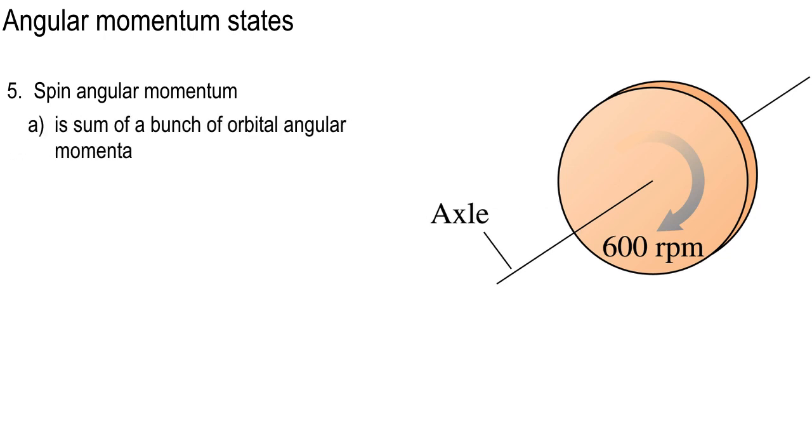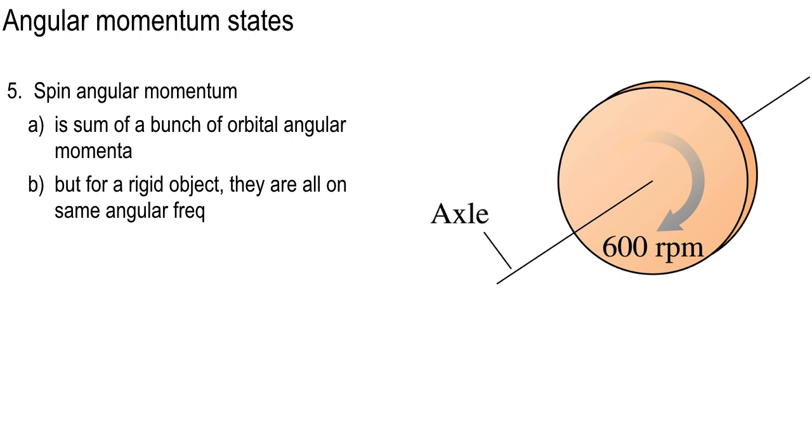All right, so the spin angular momentum is the sum of a bunch of orbital angular momenta. For every pixel of your disk, it's going to have mrv. And if it's a circular disk, it's going to be fairly easy to figure out mrv. But all the r's are going to be different as you go from the center of the disk to the outer part, and the v's will be different because further out, they're going to be higher speeds.